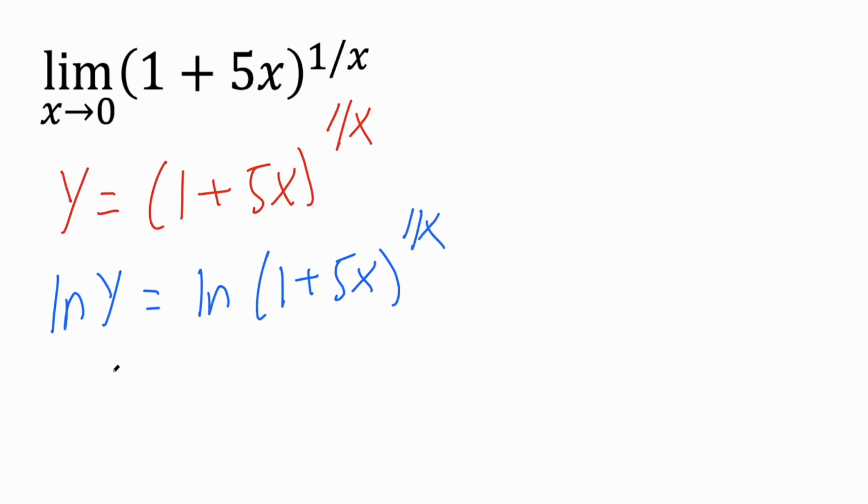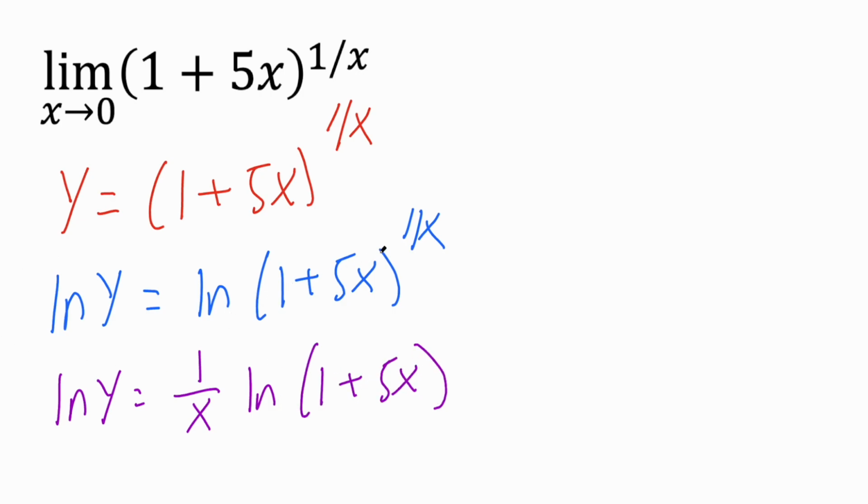From here, I'm going to use the power property of logs, so I can rewrite it as ln y is equal to 1 over x ln parentheses 1 plus 5x. The whole point of using logs is I want to move this over to the front, and I can do that using log properties. And now let's rewrite our problem.